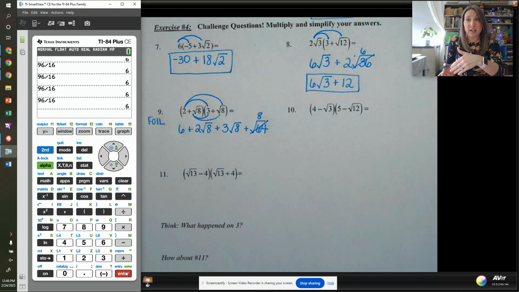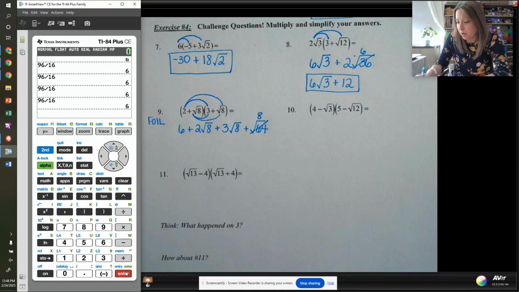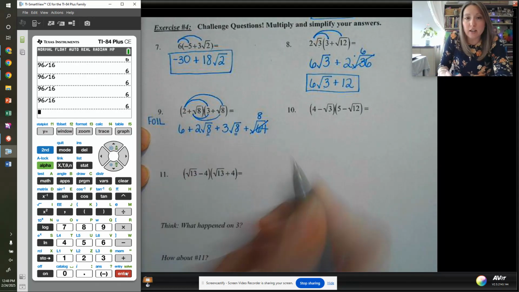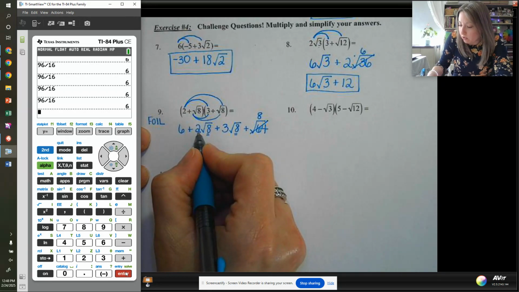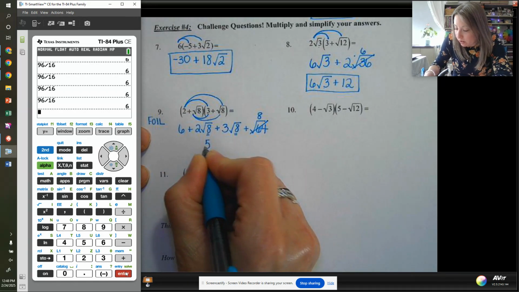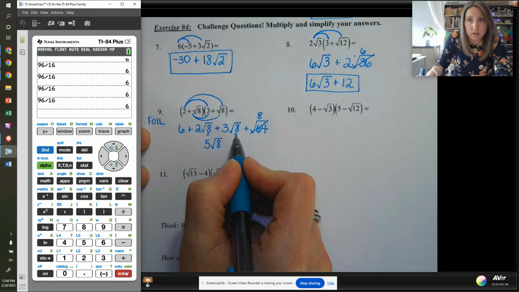Second thing you're probably thinking is, wait a minute, don't I have like radicands here? Can't I just add those up? You sure can. You got a radical 8 and a radical 8. Let's add their coefficients together. So 2 radical 8s plus 3 radical 8s is 5 radical 8s. So I combined these two like terms.